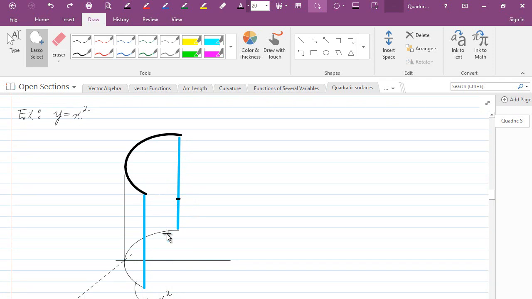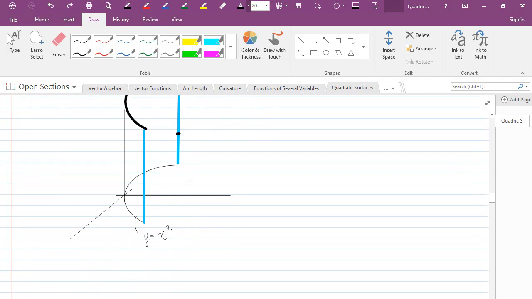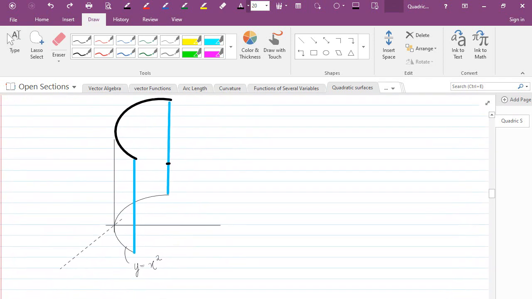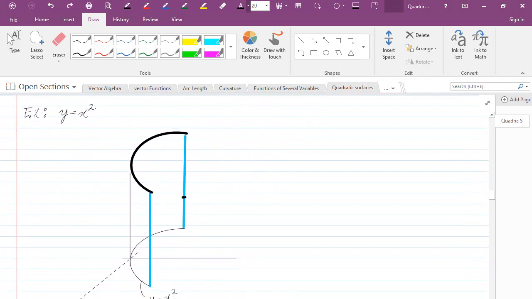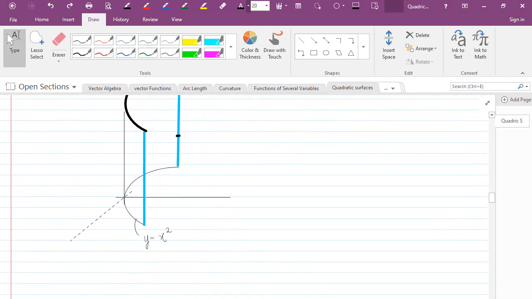This is an example of a cylinder as well. Okay, I hope you understand why the graph of this looks like this.